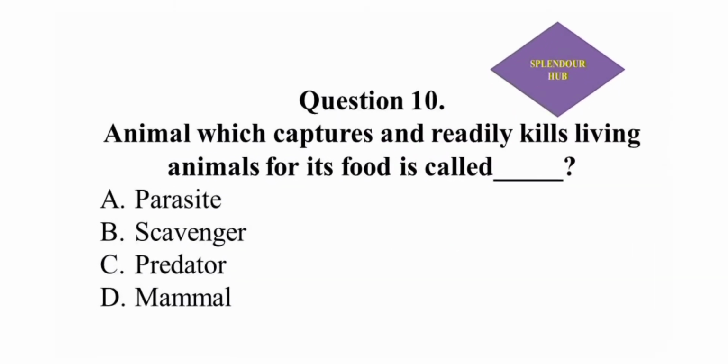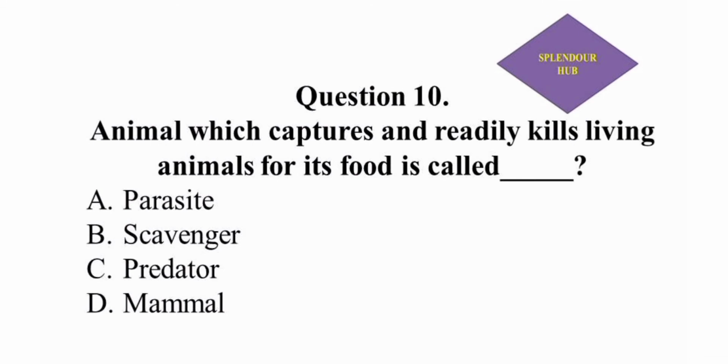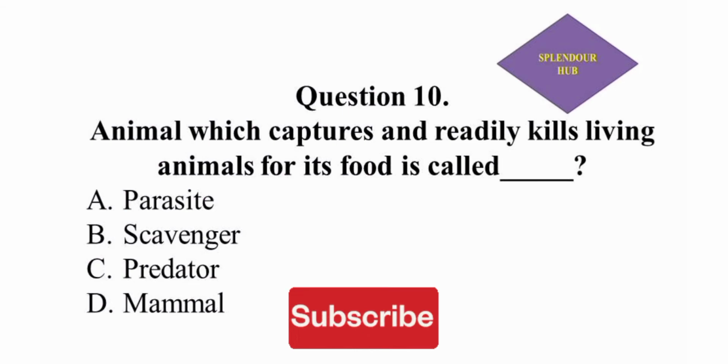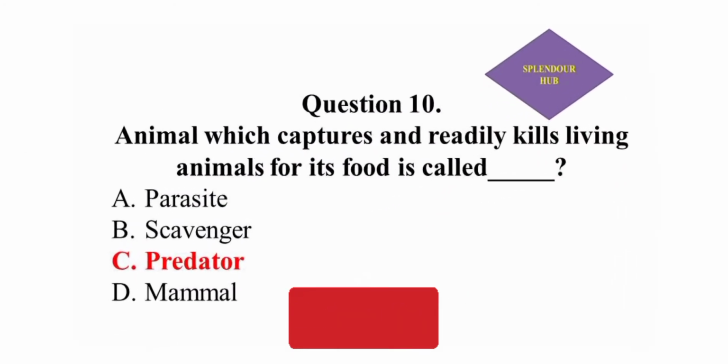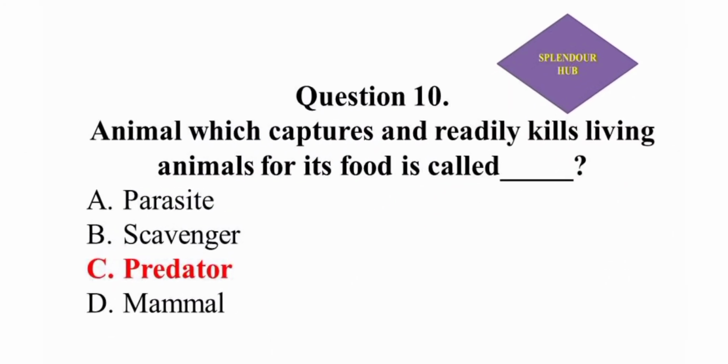Question 10. An animal which captures and readily kills living animals for its food is called option A parasite, option B scavenger, option C predator, option D mammal. Answer: an animal which captures and readily kills living animals for its food is called a predator.